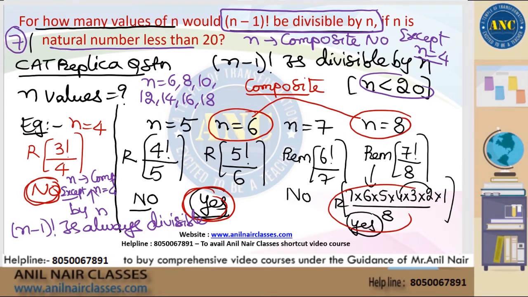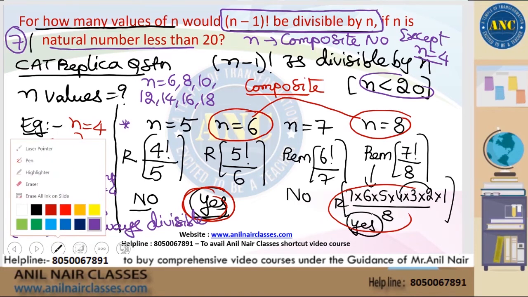n minus 1 factorial is always divisible by n if n is a composite number, except n equivalent to 4. This is proof by example. 5 is a prime number, so if I put prime number 5, 4 factorial by 5 is not divisible. If I put prime number 7, 6 factorial by 7 is not divisible. I hope it is clear.